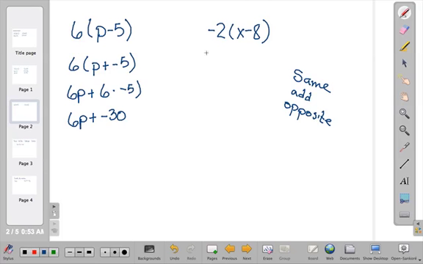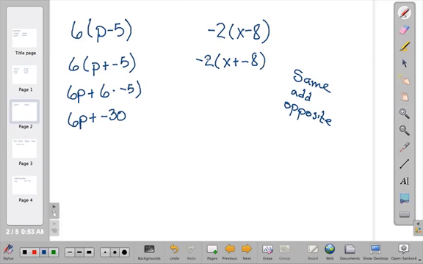This time we have a negative value on the outside of the parentheses. And I see subtraction here, so that means I'm going to change my subtraction to addition. So the x is going to stay the same, the subtraction sign is going to become an addition sign, and the positive 8 is going to become negative 8.